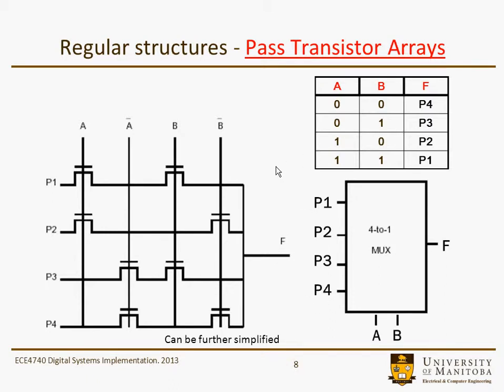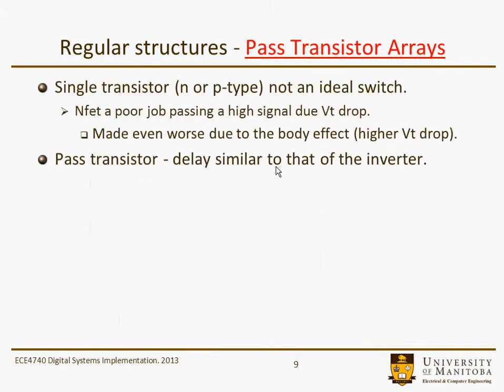So there's a schematic and a truth table for a multiplexer, which is a logic function implemented in a pass transistor array. A single transistor, N or P type, though, as you know, is not an ideal switch. An NFET, for example, does a poor job passing the high signal due to the threshold voltage drop, and that's made even worse by the body effect. So that's an even higher VT drop, because when you're passing a logic 1, there's a body voltage present.